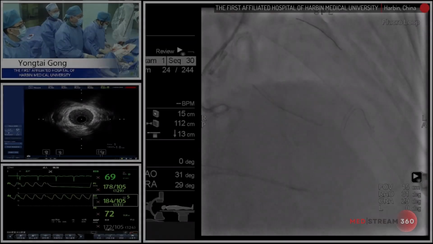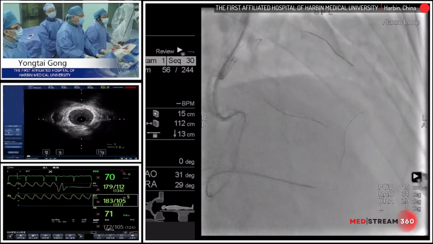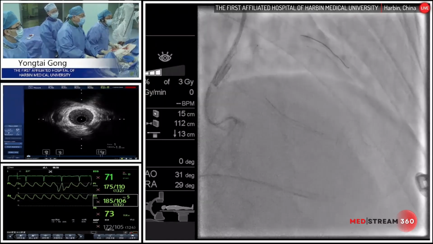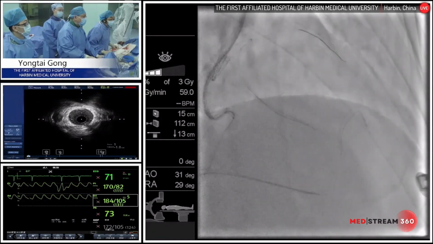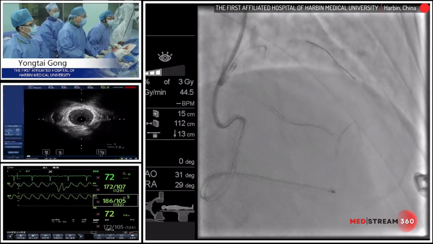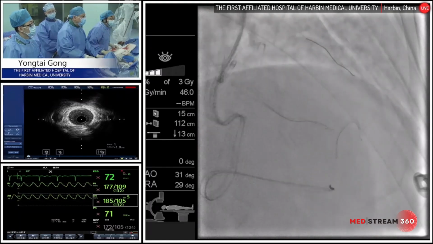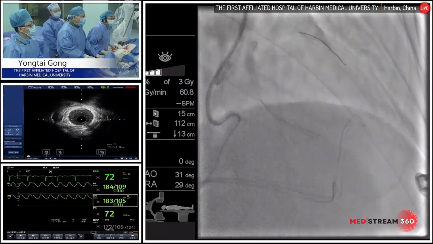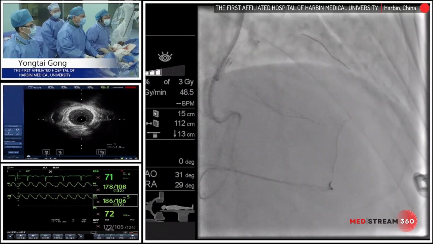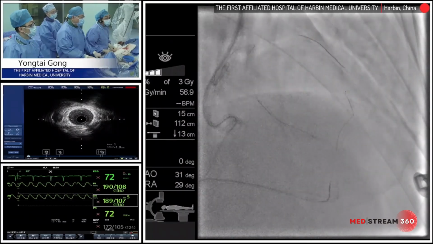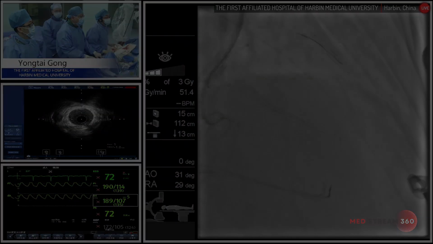We can see several relatively very long stented segments in the proximal and mid RCA. We also found a very focal severe stenosis in the proximal OM branch and also the mid part of the circumflex. And the LAD is totally occluded.